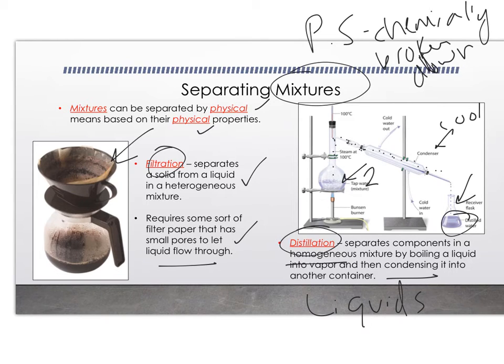We'll heat it up enough to boil off one of the liquids. It'll flow through this condenser. We'll trap it in a different container, and then we'll have the liquids completely separated based on their boiling points. You can also separate different metals based on magnetism, because some metals are magnetic and other ones are not. So if you have a mixture of different metals together, I would probably utilize their magnetic property to separate those metals out.